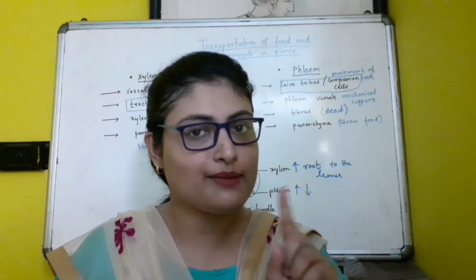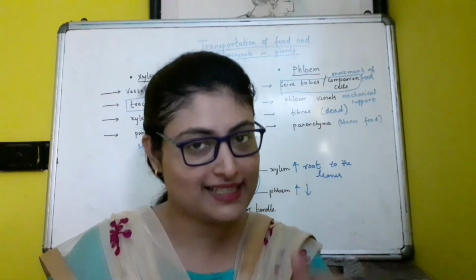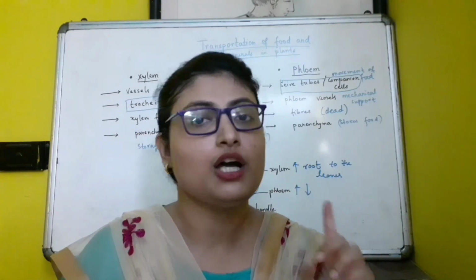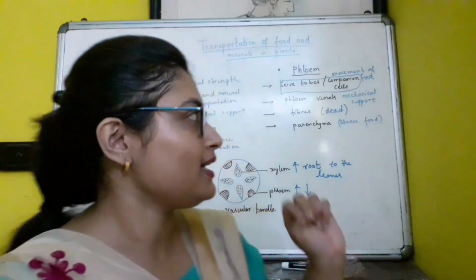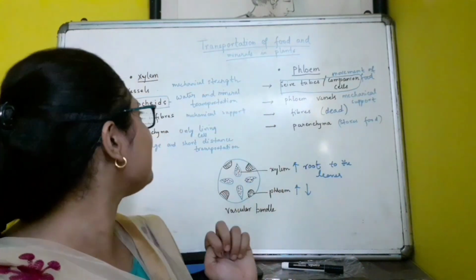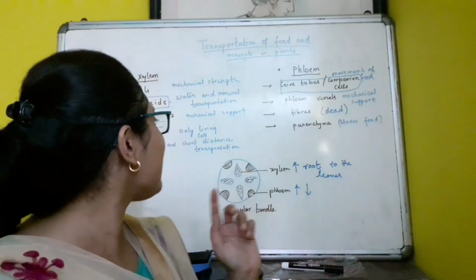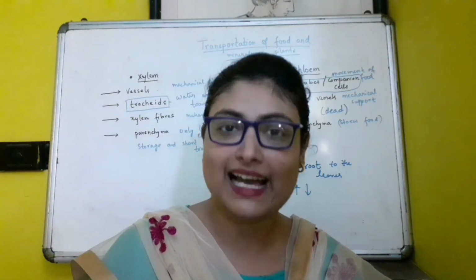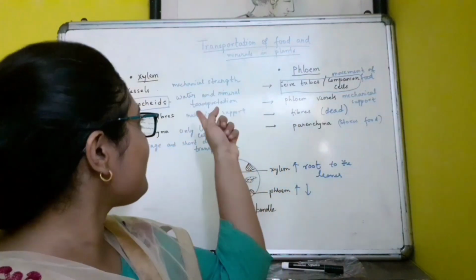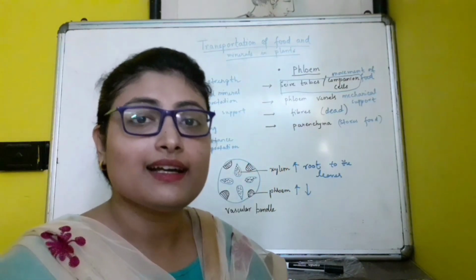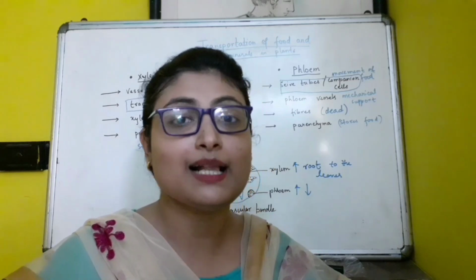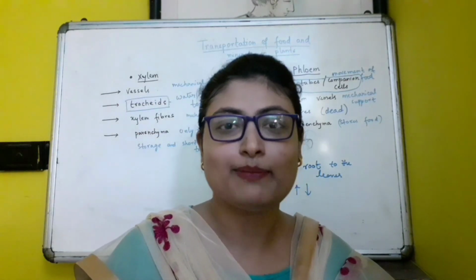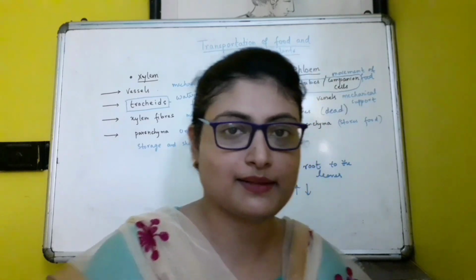Now, xylem is a tissue, that means it consists of cells. So, there are 4 different types of cells present in the xylem tissue. We will learn the names and the functions: xylem vessels, xylem trachea, xylem fibers and xylem parenchyma. The only living cell in the xylem tissue is the xylem parenchyma. Now, what is the function? The xylem vessel helps in mechanical support, so that the plant is rigid and flexible.